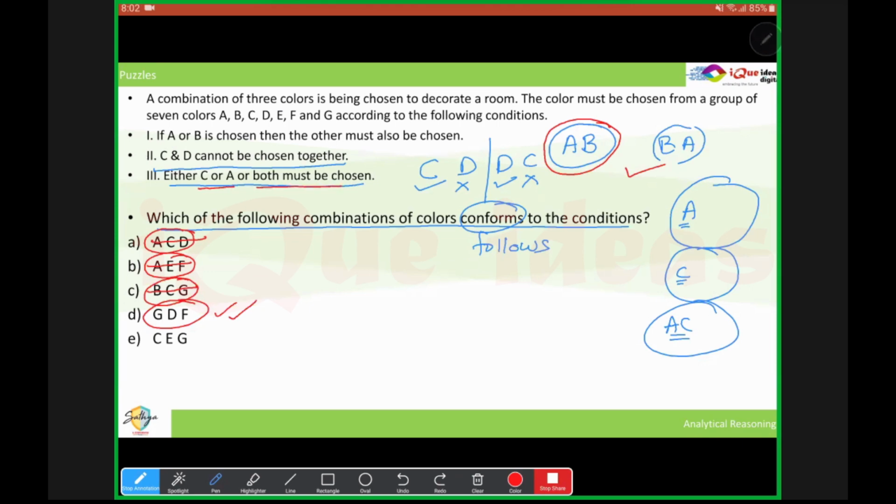Now, unfortunately, here there is neither A nor C. Third condition is not satisfied. So D is eliminated. So, GDF cannot be my answer.